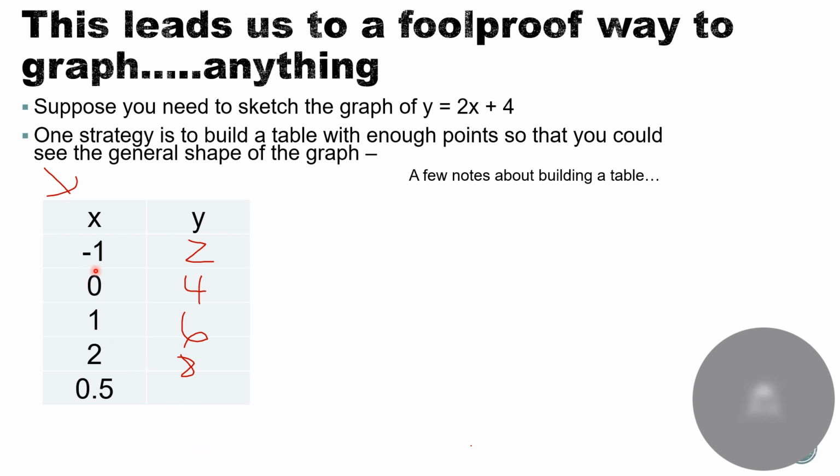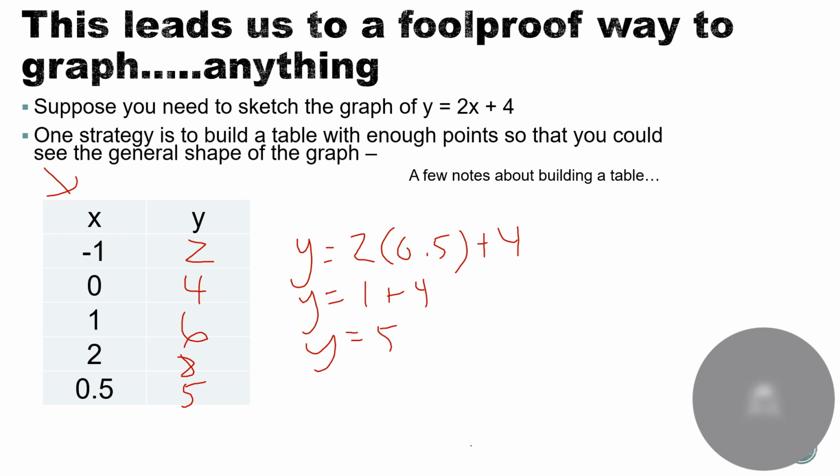So the 0.5 obviously goes out of order, but notice that 0.5 is halfway in between the 0 and the 1. All right, so 0, 0.5, 1. Well, it would make sense if the y value was halfway between the 4 and the 6. Well, what's halfway between 4 and 6? A 5. Now, let's see if that works. So if I plug in 0.5, 2 times 0.5 is 1, and 1 plus 4 is 5.